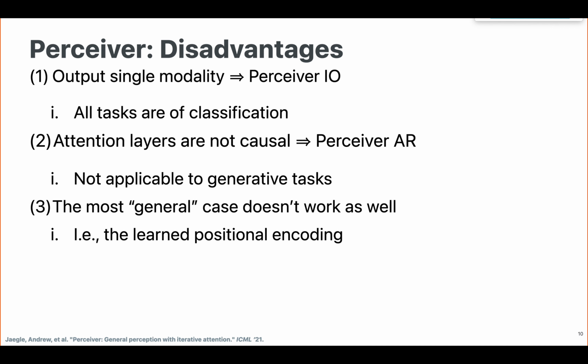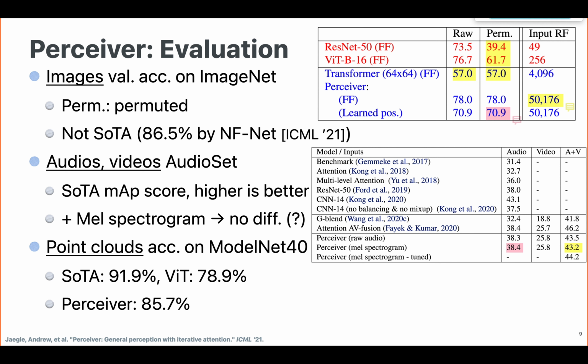Also, what's interesting is that if you go back to this slide, you will see that the learned position encoding, which in my opinion is the most general case, is not performing as well as the simple Fourier features. So it's not strictly that general, because the most general case would be everything learnable.